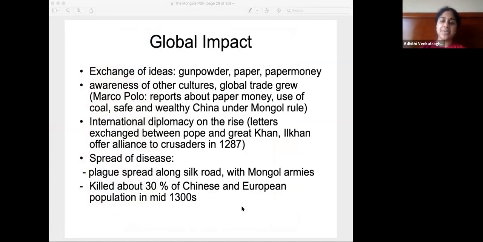As for the global impact of the Mongols, there was an exchange of ideas, which included gunpowder, paper money, and awareness of other cultures. Global trade grew, and Marco Polo made reports about paper money, use of coal, and safe and wealthy China under Mongol rule. International diplomacy was on the rise, with letters exchanged between the Pope and the Great Khan. The Ilkhan offered an alliance to crusaders in 1287. There was also the spread of disease. Plague spread along the Silk Road with Mongol armies, and it killed about 30% of Chinese and European population in the mid-1300s.